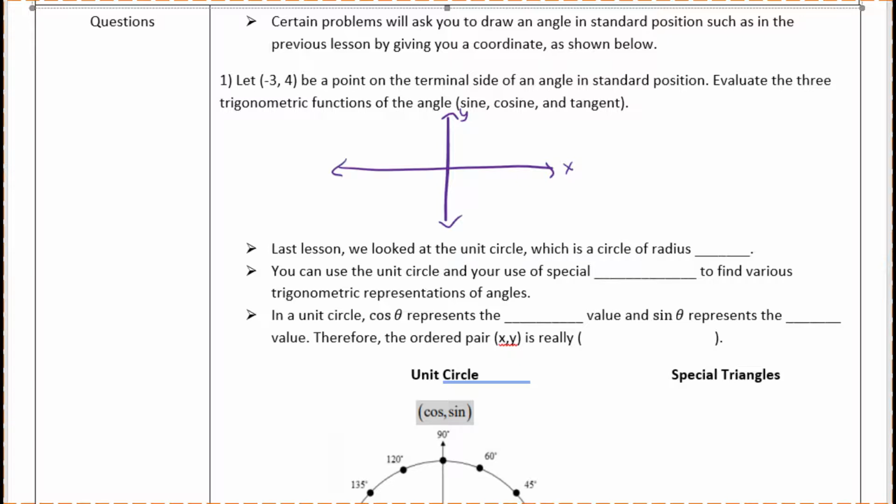Notice it says that your point is at (-3, 4), which is in quadrant 2. So that means you're 1, 2, 3, over here. You have your vertex, you have your initial side, and you have your terminal side. And then this is your point (-3, 4).